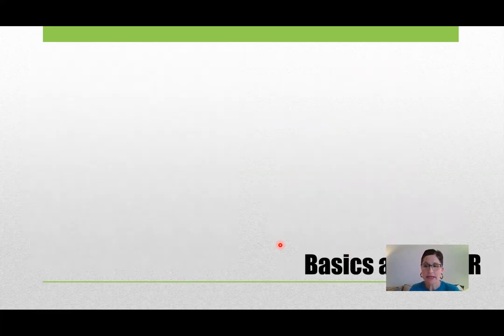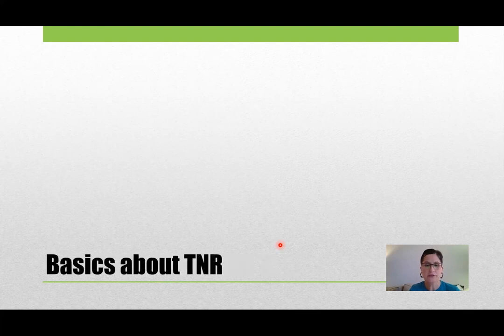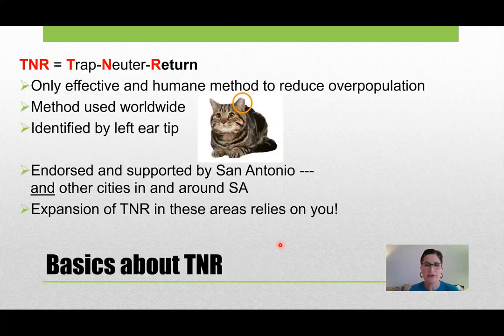Okay, so the basics about TNR. Again, trap, neuter, and return. We have found that it is the only effective and humane method to reduce overpopulation. Now, this isn't something that we, the San Antonio Feral Cat Coalition, figured out. This is something that's been going on worldwide. There are other countries in the world that figured this out, and we basically brought the method here to the United States, and this is what we know works. Scientifically proven.